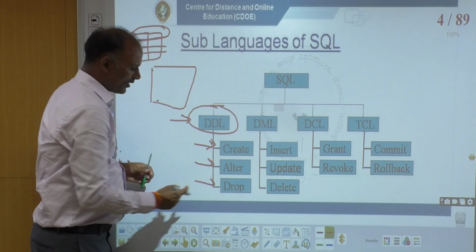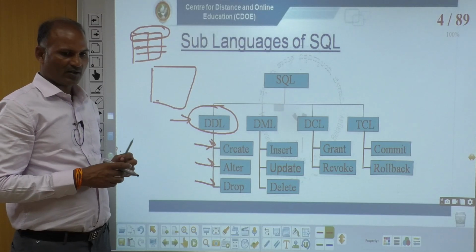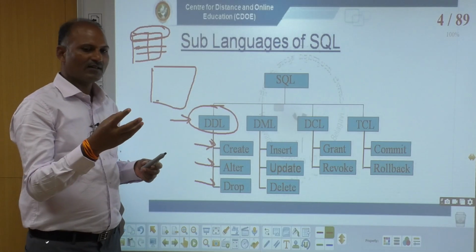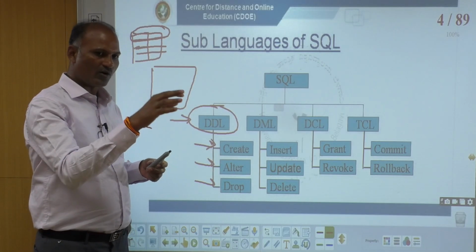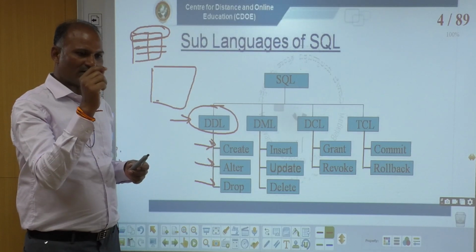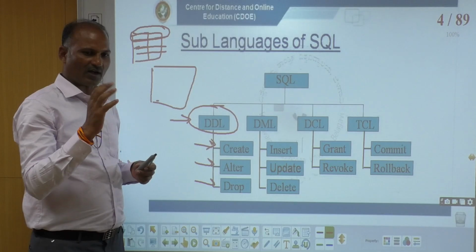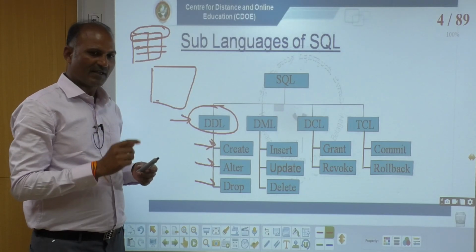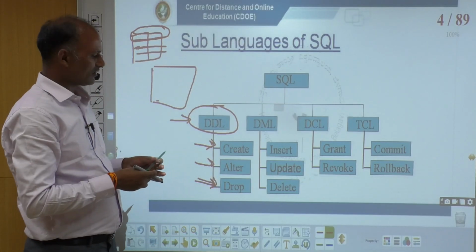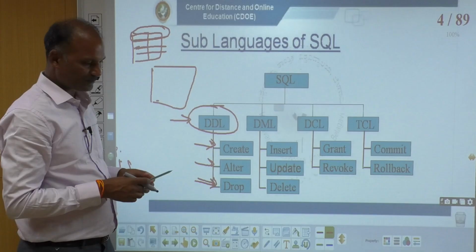Then drop is another DDL command, used to delete the object or the table or the relation that you already created. You can use drop when you don't want that object to be stored in your database, or you don't want that data anymore. In such a case, you can use drop. I'll discuss the different syntax associated with each of these.